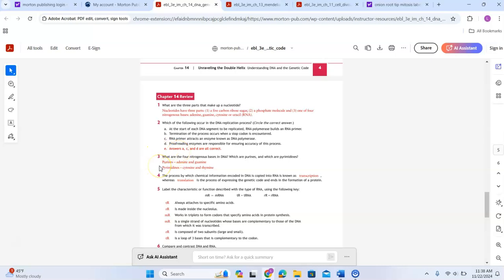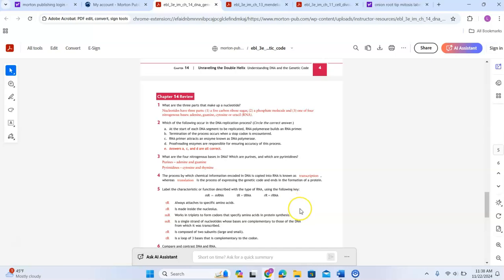For number 3, the purines are adenine and guanine. They have a double ring structure. The pyrimidines are cytosine and thymine, C and T. They have a single ring structure. Number 4, the first blank is transcription. Transcription is when DNA is copied into RNA, and that RNA is specifically messenger RNA. And then translation is in the second blank, and that is where the genetic code, the messenger RNA, is used to code for an actual protein.